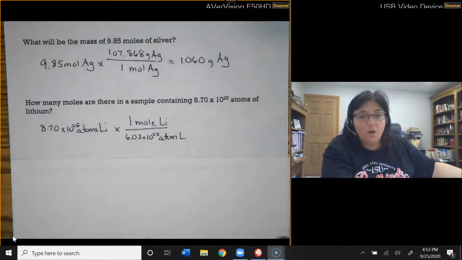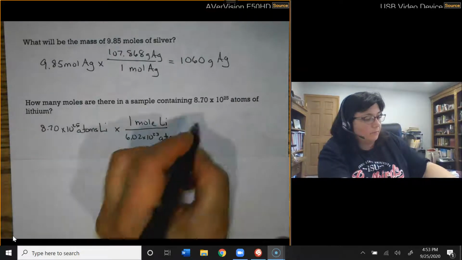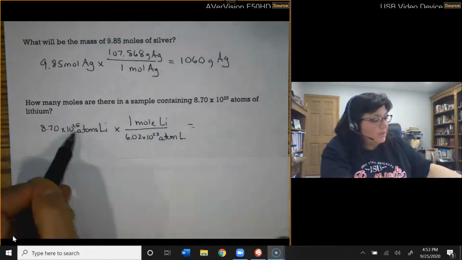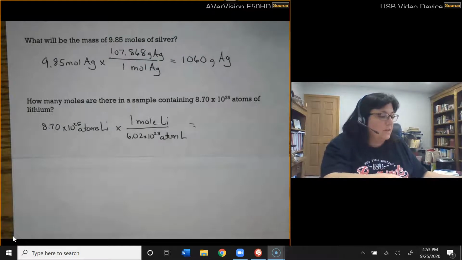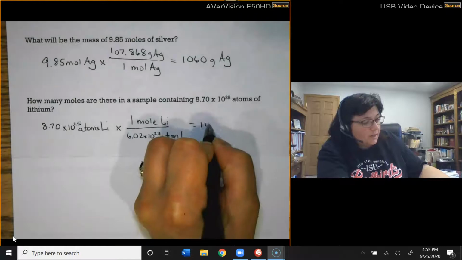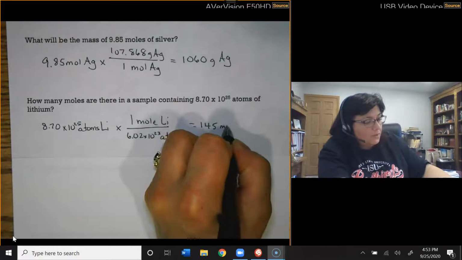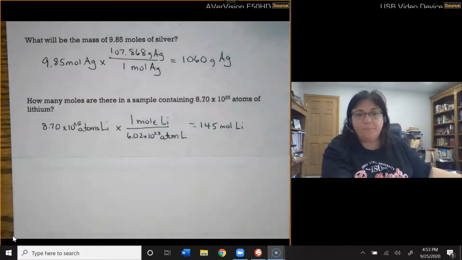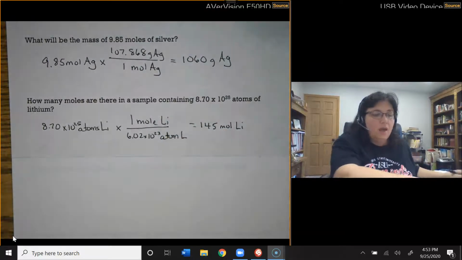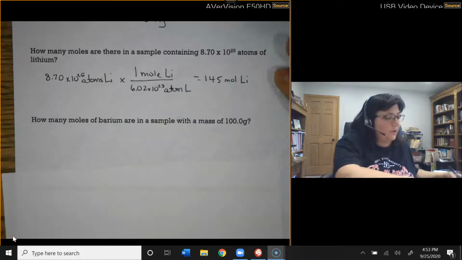Remember that the 1 always goes with the mole. The number always goes with the other unit, whether it's mass, grams, or whether it's atoms. So now I'm dividing those 2 numbers, and I wind up with 144.5, so technically 145 to the right number of sig figs, moles of lithium. So far, so good? All right, 2 more problems to go.